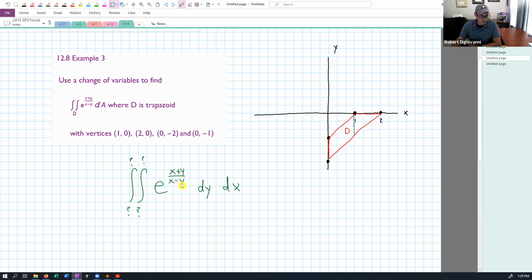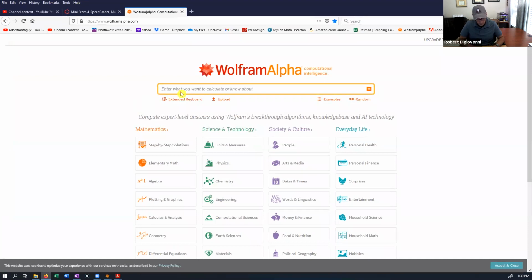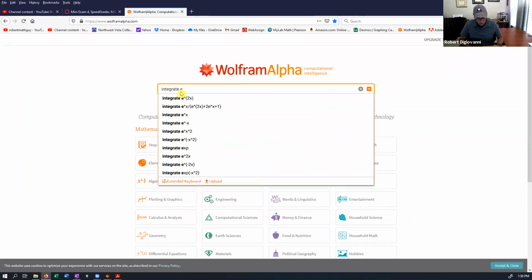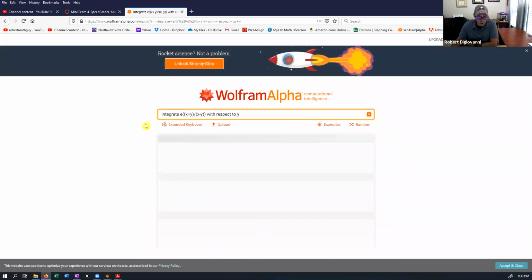There's nothing that you're going to be able to pull out of Cal 2 that's going to allow you to do this. And I showed you all this at the end of class last time, I think. Let me see, where's my Wolfram? I'll bring it up so everyone can see it. So I'm just going to integrate e raised to the (x plus y) over (x minus y) with respect to y. See what it does.